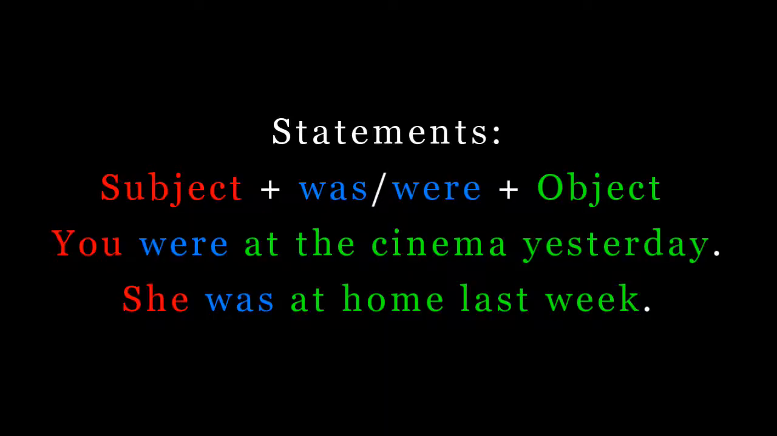Okay. Word order is very similar to be in the present simple. With statements, we have the subject and then the verb was or were, object if necessary. Bei Bejahungen haben wir Subjekt, was oder were als Verb und dann Objekt, wenn wir das brauchen. So for example, you were at the cinema yesterday. She was at home last week.